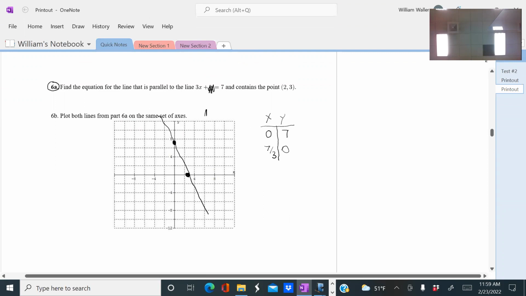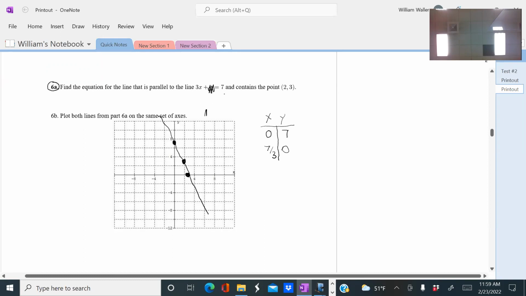So there's that one. Now, we want also the line parallel to this one that contains the point 2, 3. So it's got to contain the point 2, 3 right there. But I want parallel to this line, right? So we have to remember that relationship between parallel lines. What is the relationship between parallel lines? They have the same slope.